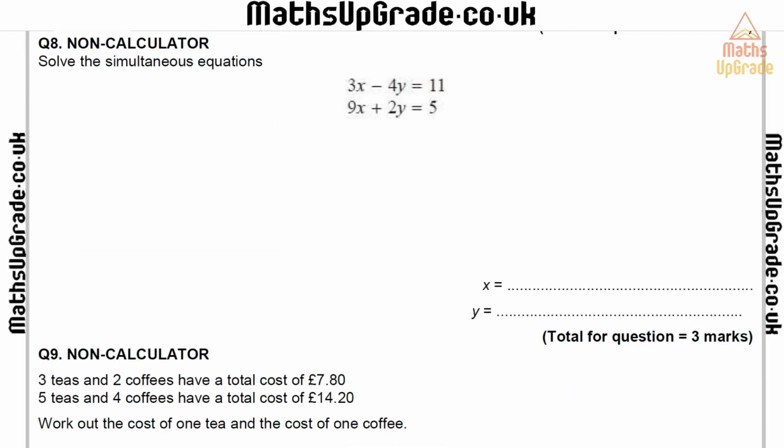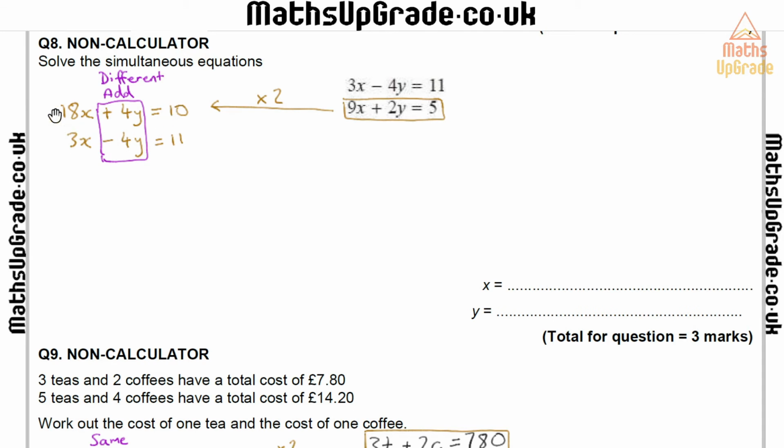Question 8. We need to solve these simultaneous equations, 3 marks. So again, the coefficients of x nor of y are the same, so I'm just going to multiply this bottom equation here by 2 to give 4y. That gives me 18x plus 4y equals 10. I'm writing the top equation underneath it.